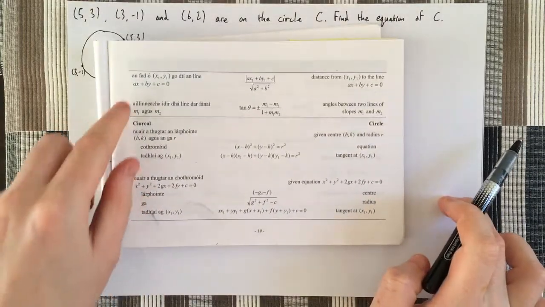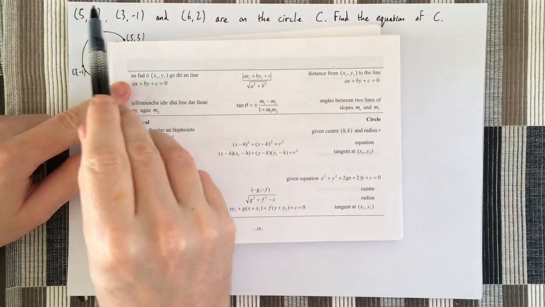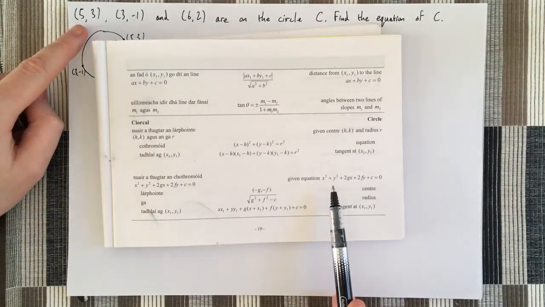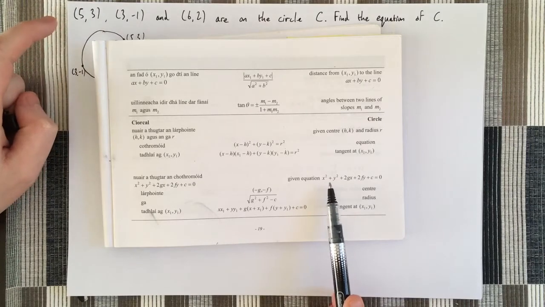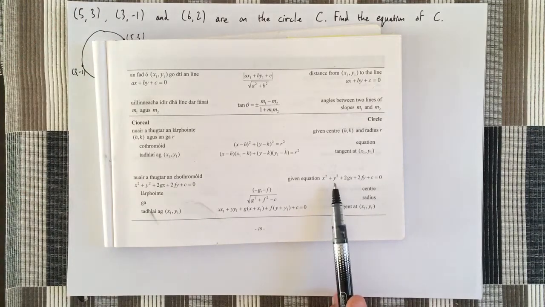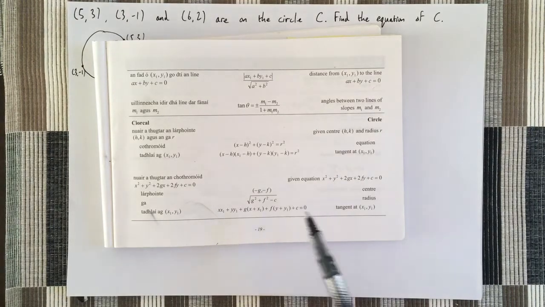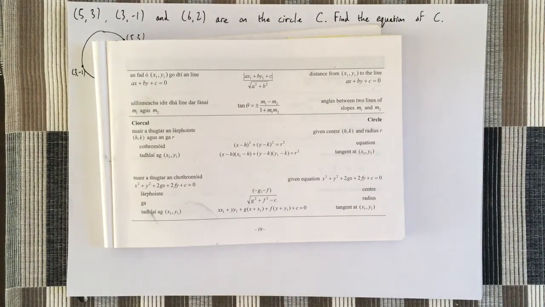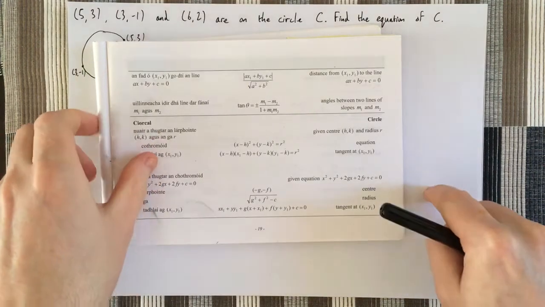What we are going to do is sub each of these 3 points in for x and y in turn. When a point is on the circle, that's the x, y that we're talking about in this formula. So with 5, 3, I'm going to sub 5, 3 in for x, y, and that's going to give me an equation with G, F, and C in it. So G, F, and C will be my unknowns. I've got 3 points, so I will get 3 equations with 3 unknowns, and then it is the 3 variable simultaneous equations that we've done already.